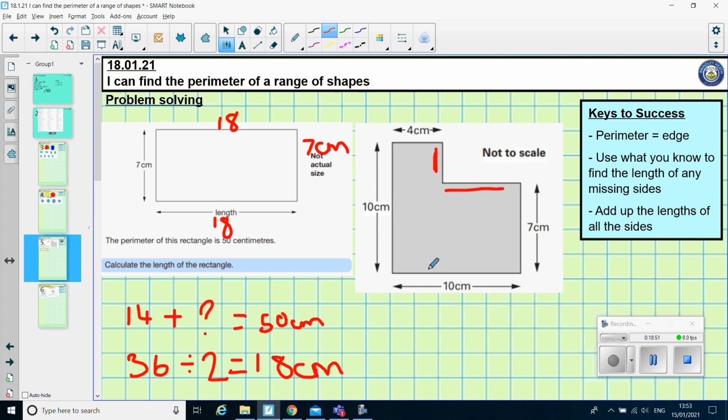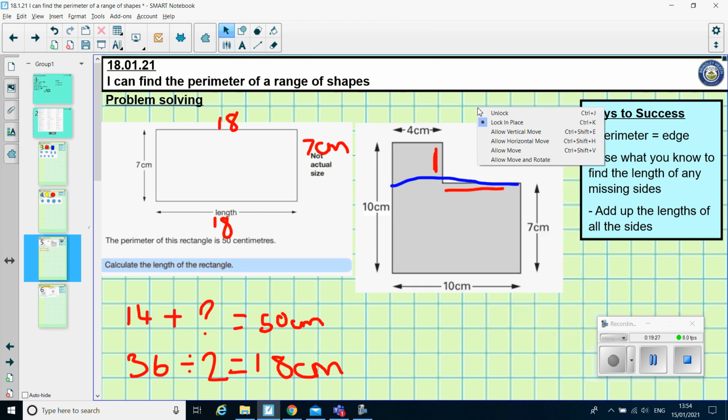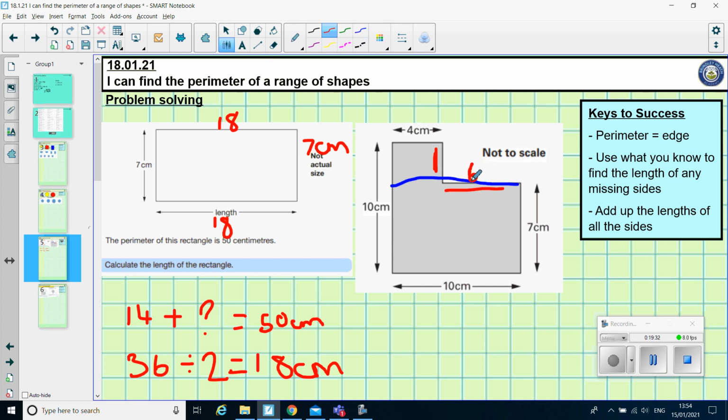Now, I know this side is 10 centimetres, so I know that the length of this must be 10 centimetres as well. But this length here doesn't go all the way across like that. So it's going to be less than 10 centimetres, and I've got to look up here to use this bit of knowledge to help me. So all the way across is 10 centimetres, but then from here to here is 4 centimetres, so I've got to take that off. So from here to here must therefore be 6 centimetres. So that red part that I've underlined must be 6 centimetres.